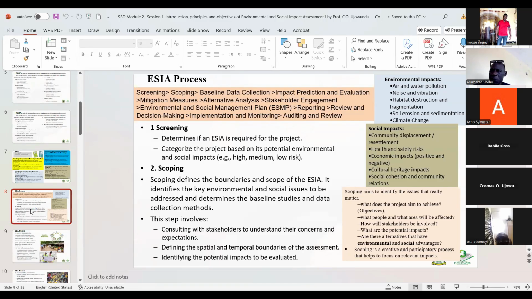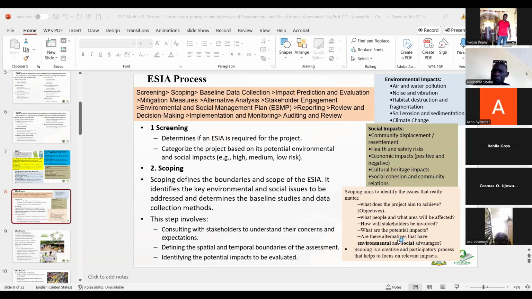So what are those steps? It involves consulting with the stakeholders and understanding their concerns and expectations. It defines the spatial and temporal boundaries of the assessment. It also identifies potential impacts to be evaluated. So under scoping, there are things we do. You say scoping, identify the issues that really matter. What are those issues that really matter?